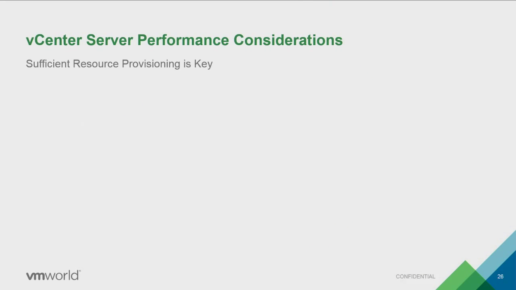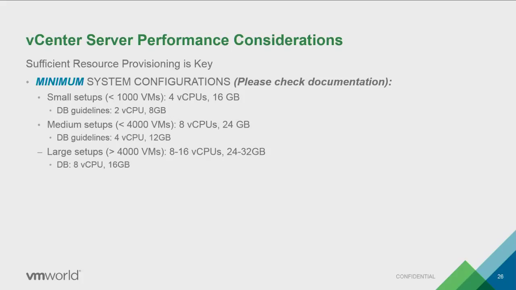So, it's probably not a surprise, but given our architecture, the number one key to performance tends to be resource usage, resource provisioning. What I've done here is I've basically taken our documentation and I've listed the minimum system configurations for our small, medium, and large setups. You can go ahead and read them there. It's straight from our documentation. I should point out that you should treat these as minimum.